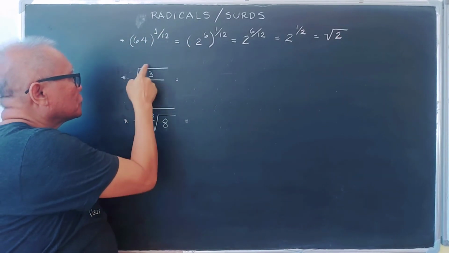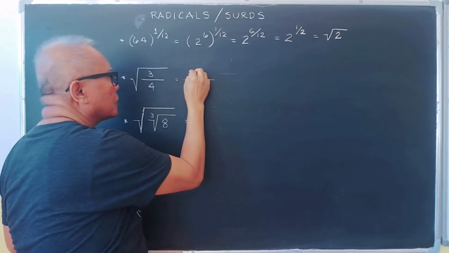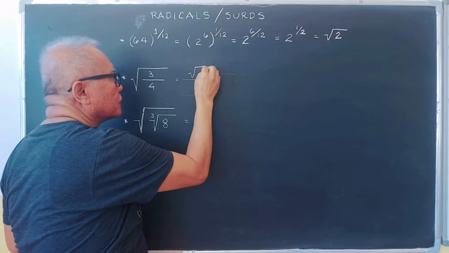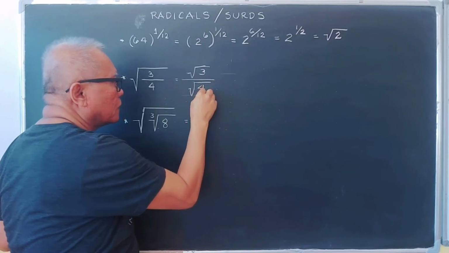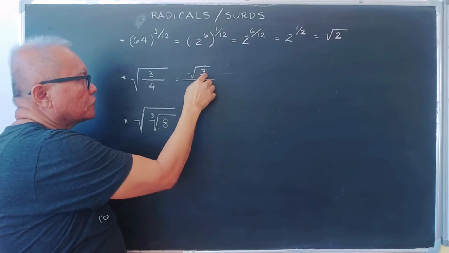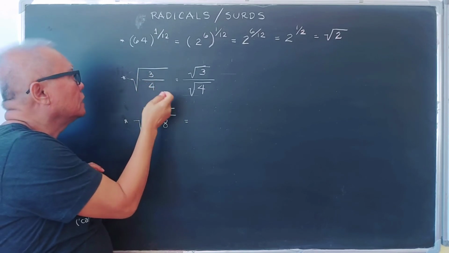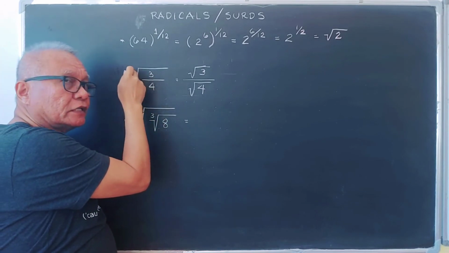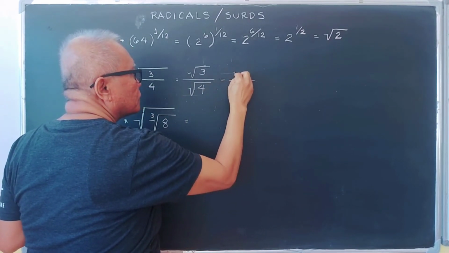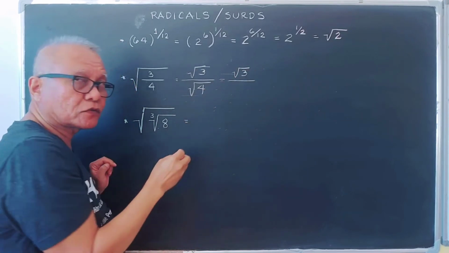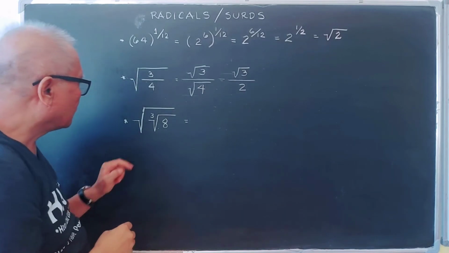Here, if you have the square root of 3 over 4, you can separate them. You can write the square root of 3 alone, and you have the square root of 4 alone. If you have the square root of 3 divided by the square root of 4, you can combine them, and then you can divide. You can divide first before you take the root. So here, square root of 3 is still 3. You can take the square root of 4, which is 2. Okay.